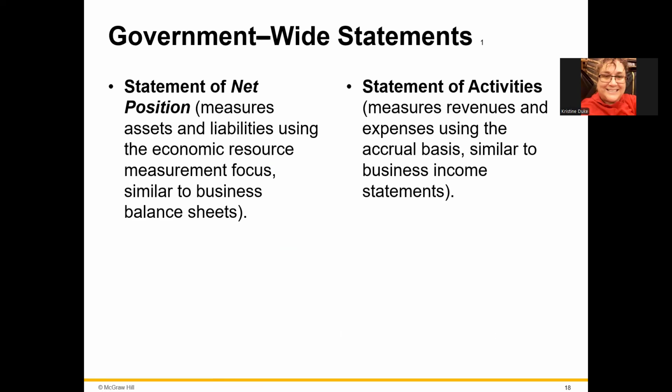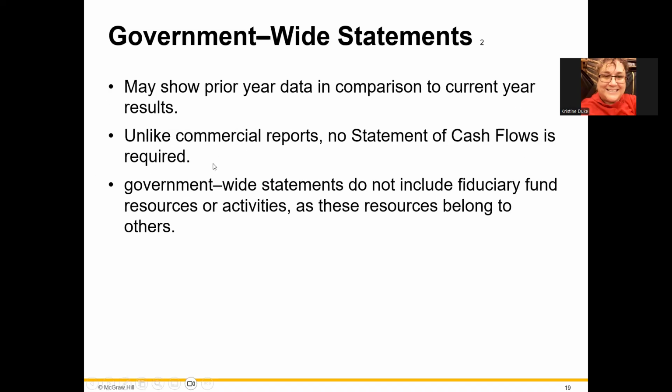Okay, statement of net position measures assets and liabilities. Sounds like a balance sheet to me. Statement of activities is kind of like your income statement. May show prior year data in comparison to current year results. Unlike commercial reports, no statement of cash flow is required because we really don't need to do that. It's not a business. Government-wide statements do not include fiduciary fund resources or activities as those resources belong to others.